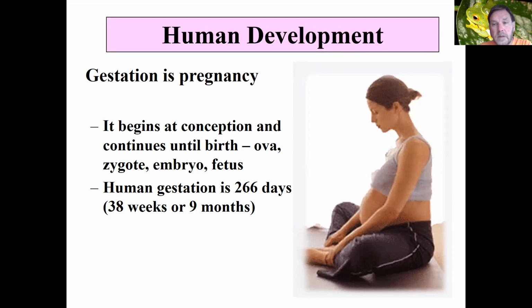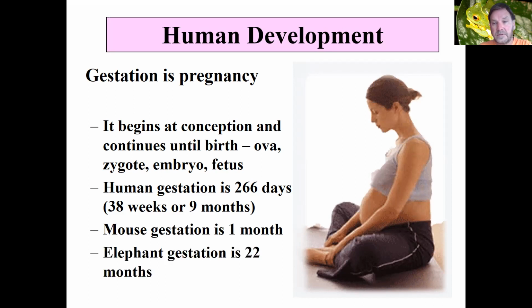Gestation typically is on average 266 days, all right, 9 months. Mice are different. They only have a gestation period of 1 month. Elephant pregnancy is 22 months.